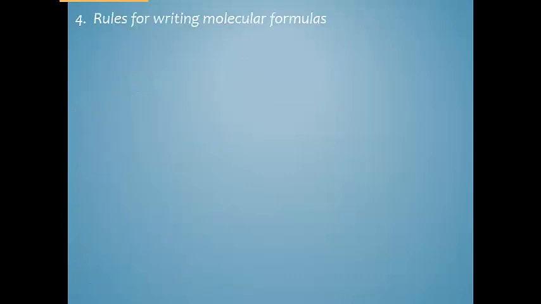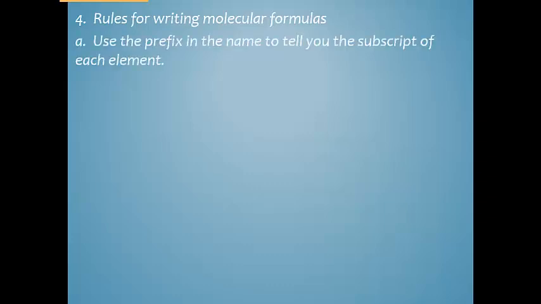Now, if we look at how we write the formulas, okay, so now you're given the name, you have to write out the symbols and the numbers. So we're going to be kind of working backwards. You're going to be given the name, so you'll have the prefix there. You'll be able to take the prefix and figure out what subscript number you need for that element. If it's dicarbon, then you know you need a C2 because there's 2 carbons. So you can use the prefixes to tell you how many of that element you need.